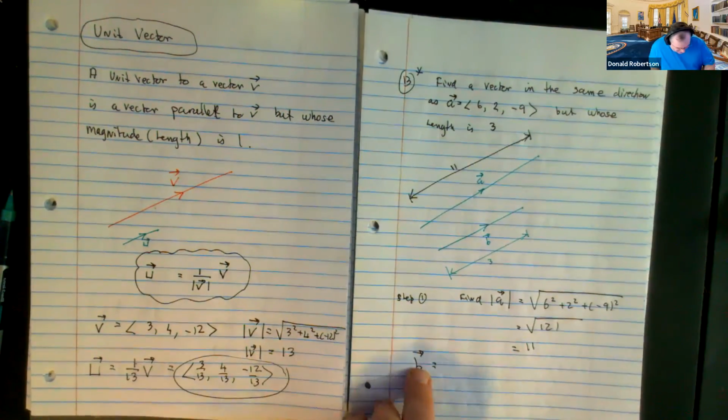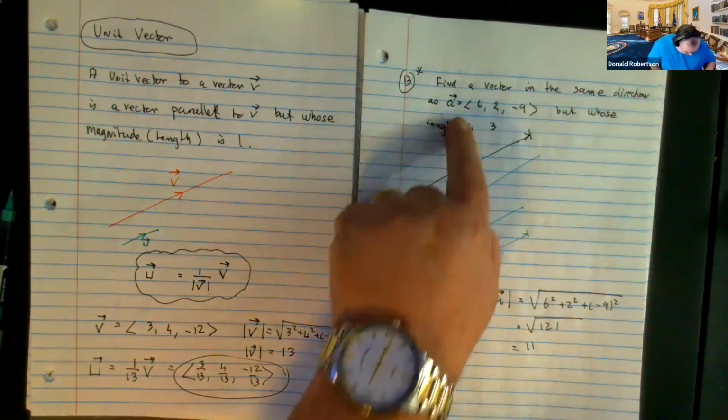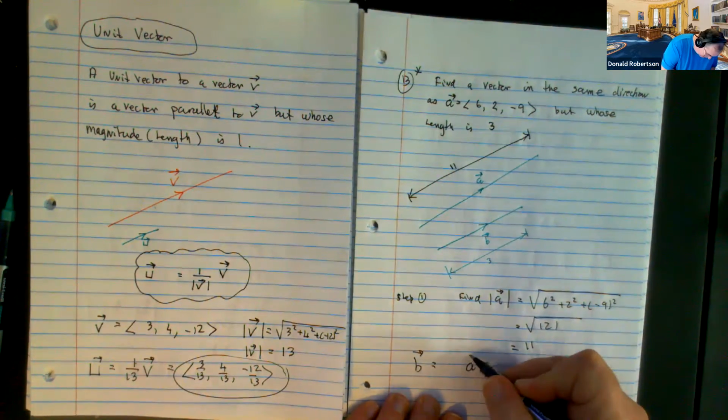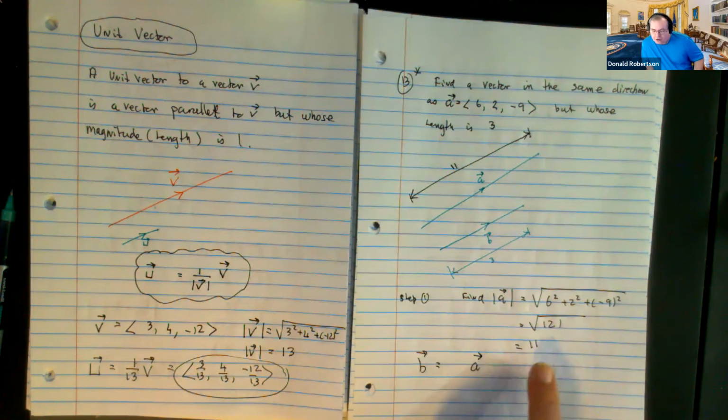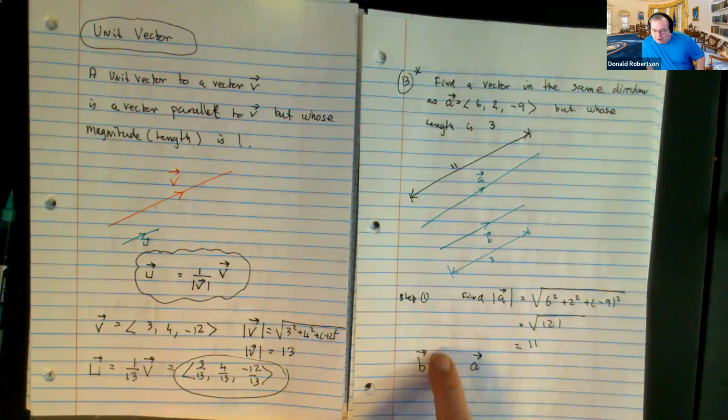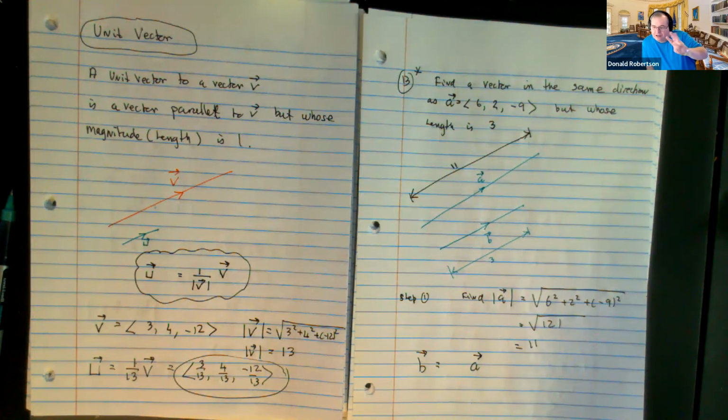The vector B, because it's in the same direction as A, is going to be a multiple of A, right? So all I need to do is figure out what multiple. It's not going to be 1/11th. 1/11th would get me a unit vector, right? That would get me a magnitude of 1. But if we adapt it a little bit, we'll be able to get a vector whose magnitude is, in this case, 3.